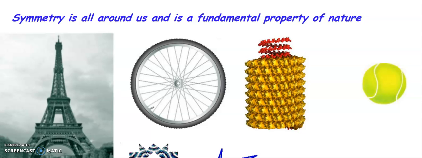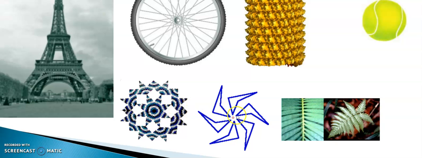Today in this video, I am going to talk on symmetry. What is symmetry? Symmetry is all around us and is a fundamental property of nature. You can see this picture. It is highly symmetrical. You can see this picture, it is also highly symmetrical. This picture. In everyday life, you have seen this picture. Now, you can see all these pictures showing symmetry.